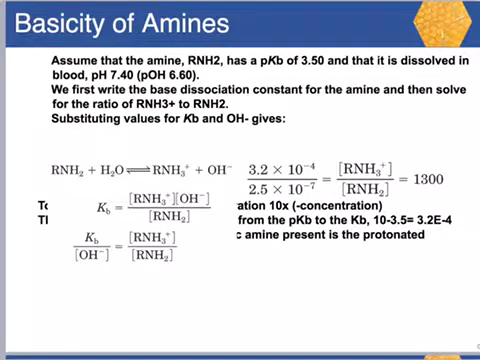So remember what we're solving for. We're substituting in our Kb, because the Kb is equal to the RNH3 plus concentration times the OH minus concentration over the RNH2 concentration. So when we rearrange and we put in our Kb and OH into our concentration, we get 1300 as the ratio. What that number means is that 99.9% of the aliphatic amine is present in the conjugate acid form, meaning the RNH3 plus.